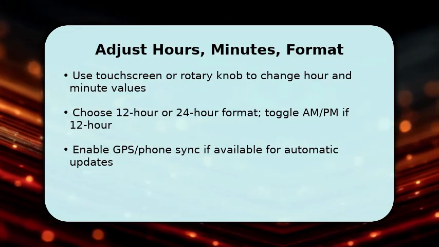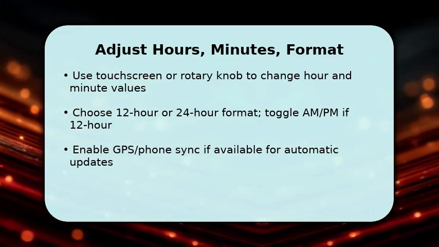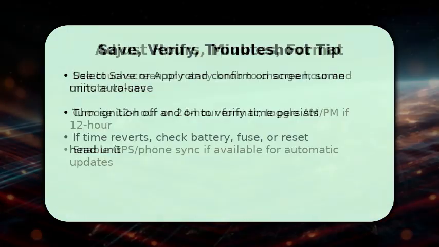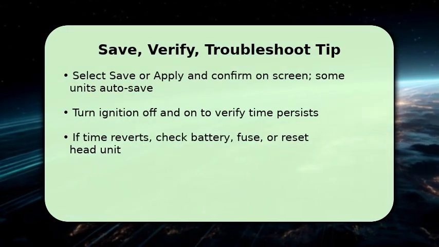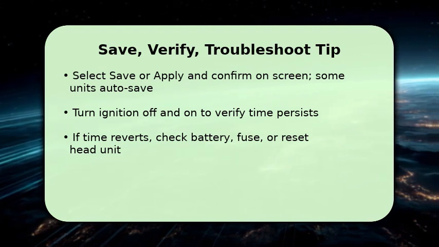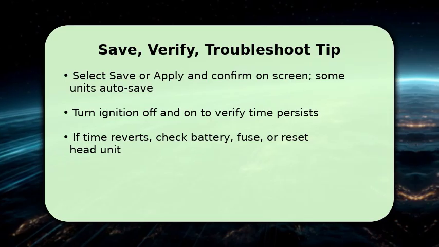and daylight saving. Once the digits show correctly, move to Finish by selecting Save or Apply. Many head units will confirm or autosave when you exit the clock menu. Once saved, turn ignition off then back on and verify the displayed time persists across restart.